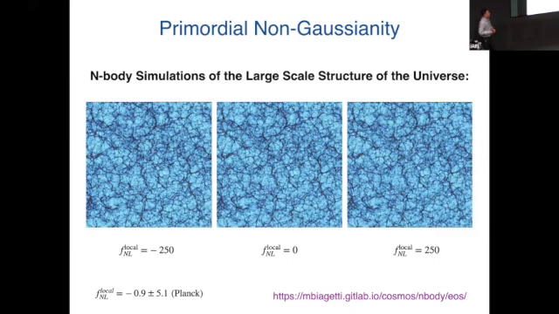Here I've shown you some n-body simulations of the large-scale structure of the universe with different levels of non-Gaussianity. These nonlinear parameters tell us how non-Gaussian the initial conditions are. On the left is minus 250, and on the right is 250. You can see that even with an exaggerated level of these nonlinearities that are already ruled out by experiments, it's rather difficult to tell these simulations apart at the map level. So some cleverly designed summary statistics may allow us to tease out rather subtle signals from the data.